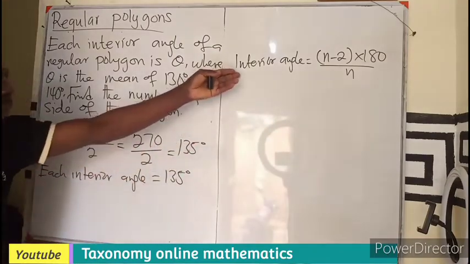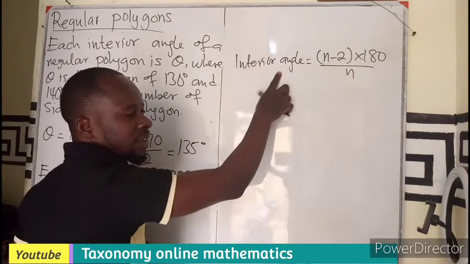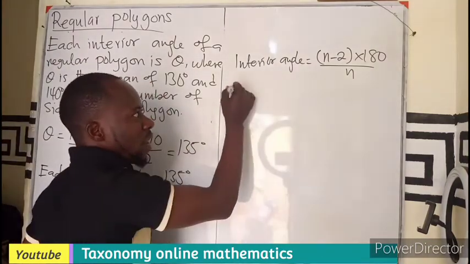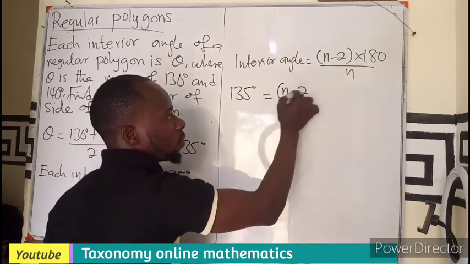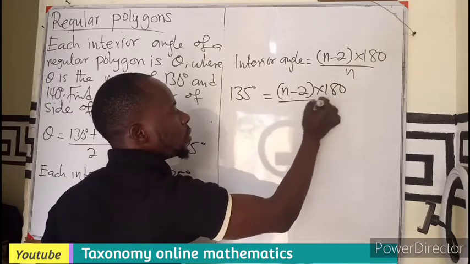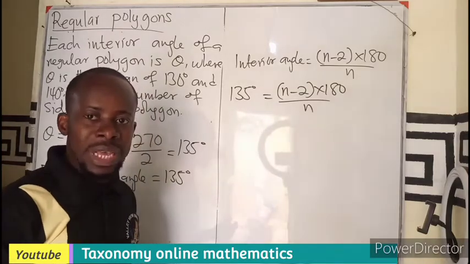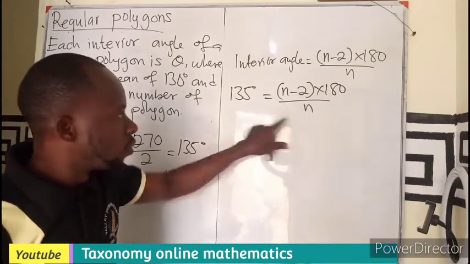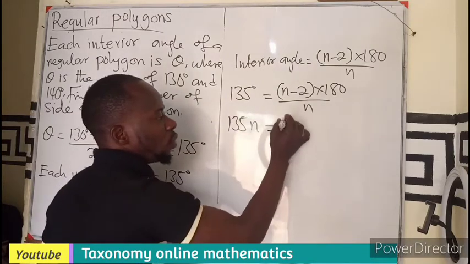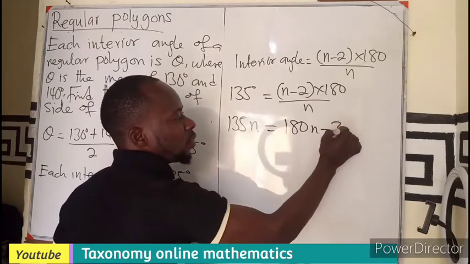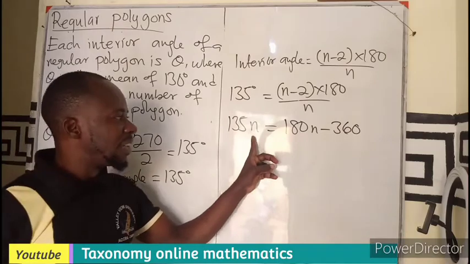So what will I do? Per the formula, where I'm going to put this for this, then I'll look for this. So now it means 135 equals 180 times n minus 2 over n. So this becomes a linear equation involving fraction. We multiply through by the LCM in this case, which is what? n. So it's going to be 135n equals 180n minus what? 360. 2 times 180 will give us that.